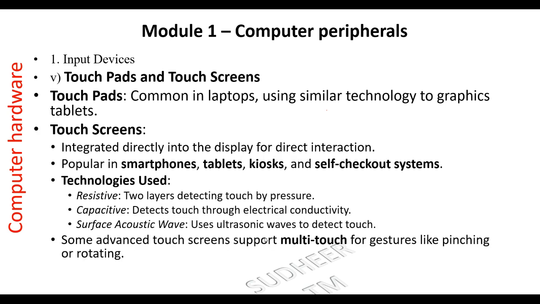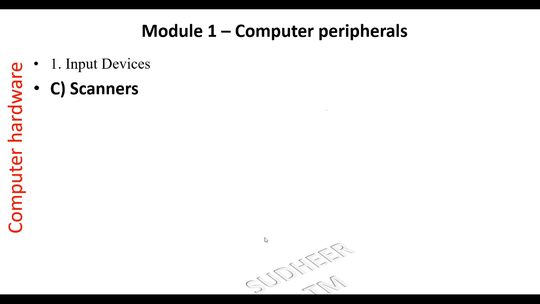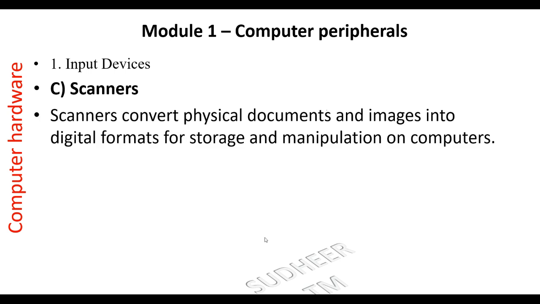Touch screens are integrated directly into the display for direct interaction. Popular in smartphones, tablets, and kiosks, etc. Technologies: resistive, capacitive, and surface acoustic wave. Some advanced touch screens exist. Anyway, another input device is the scanner. Scanners convert physical documents and images into digital formats for storage and manipulation on computers. We are using our scanner for scanning a document into the digital domain.